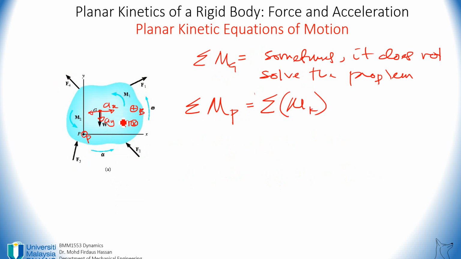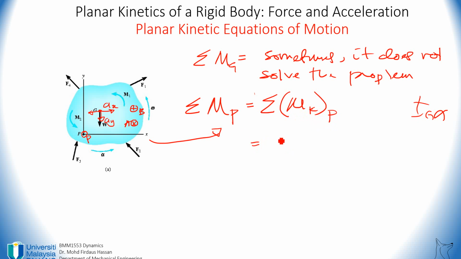But now you see that you are referring to point P, right? And A is not starting from point P. It starts at point G. It remains at point G. So instead of equal to Ig alpha, now your equation changes to summation of moment at P is equal to summation of moment of the kinetic elements at point G.